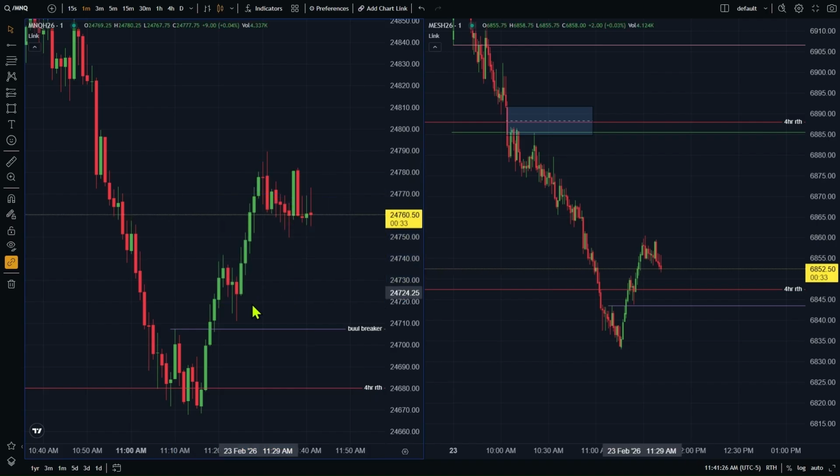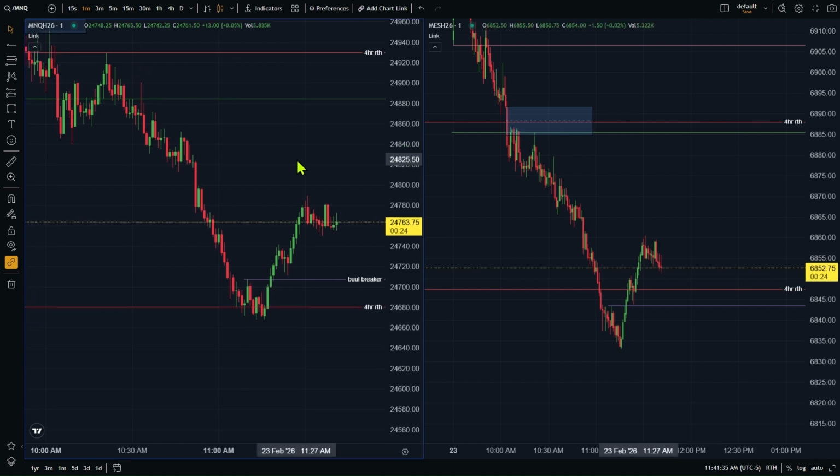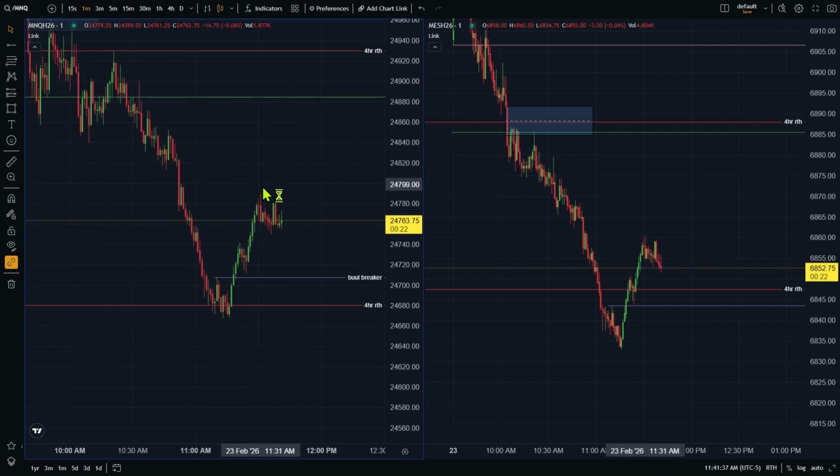But normally, we don't just run like that. Normal is we go up in legs and we go down in legs. So I'm looking for that leg. I'm looking for that push back down that fails to go any lower before I'm like, okay, this is definitely the reversal I've been looking for. And then I would take the trade.